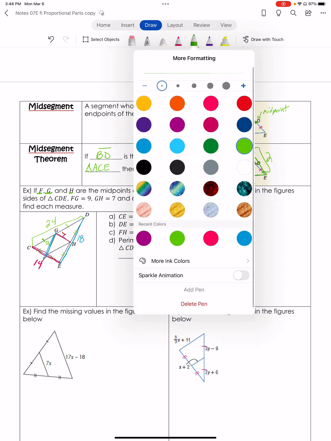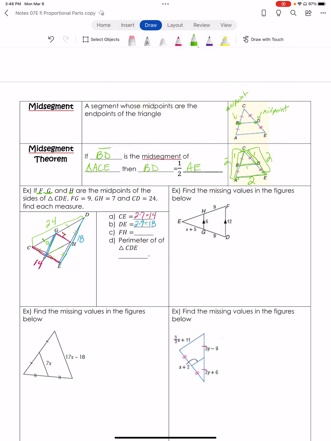And last but not least, FH, which is here. Well, if this is 24, then this one has to be 12. So half of 24 is going to be 12. And then the perimeter, you just add up all the sides. So that's going to be 56. That's 24 plus 18 plus 14.